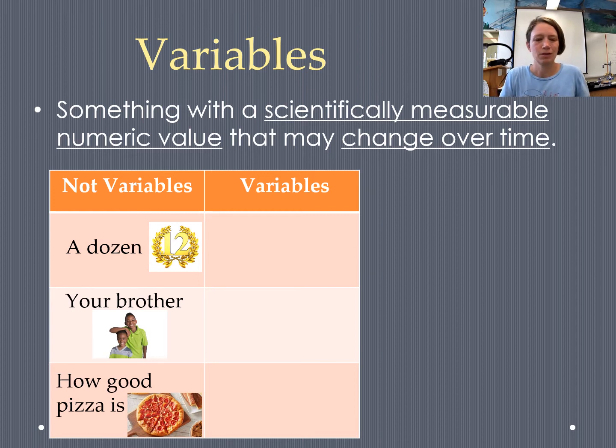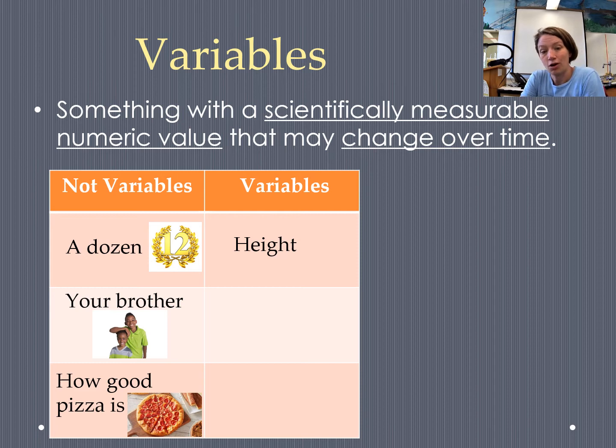Another thing that some people often confuse with variables are opinions about things. So how good a pizza is, if I ask you on a scale of 1 to 10 how good a pizza is, you may be able to give me a numeric value, and that value may change over time, or it may change as you have different kinds of pizzas. But what you're missing is the scientifically measurable part. Since that's an opinion, not everybody is going to agree on how good a pizza is, it's not a variable because we can't measure it using a scientific tool.